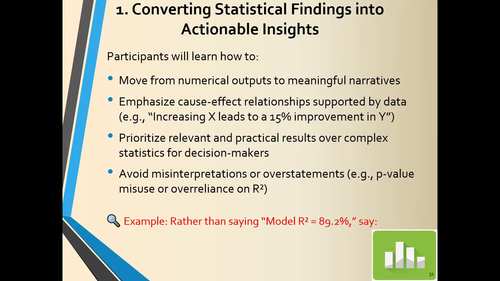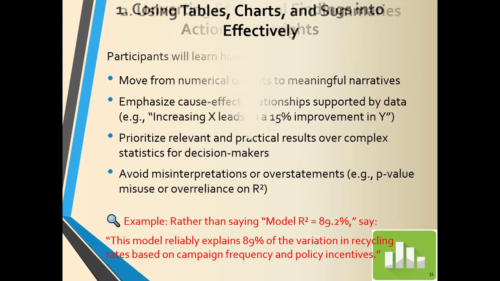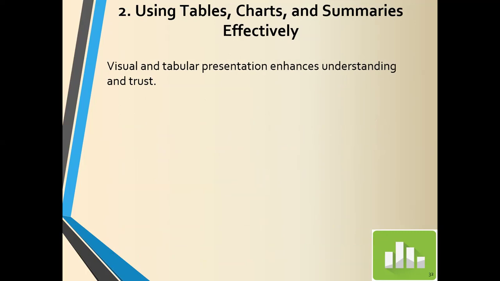All right. So for example, rather than saying the model R square equals 89, you say the model reliably explains 89% of the variation in recycling rates based on campaign frequency and policy incentives. That's how you report it. So you don't report like a mathematician, you report like a communicator.